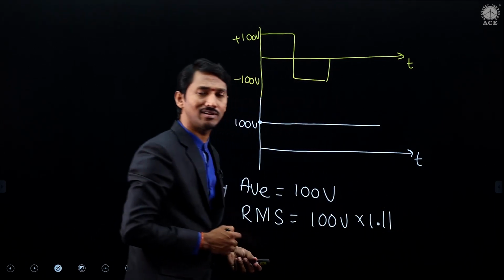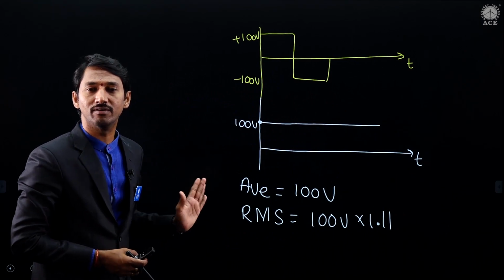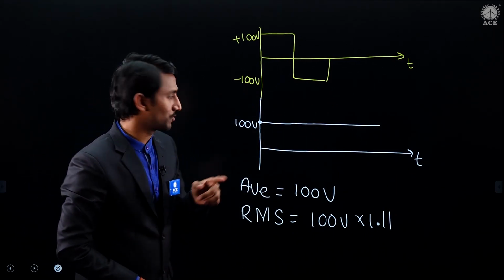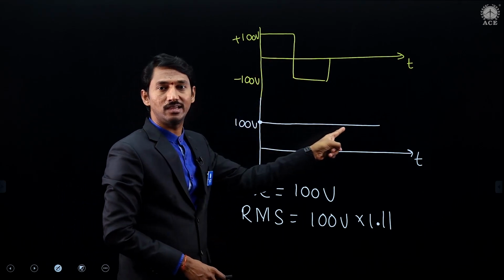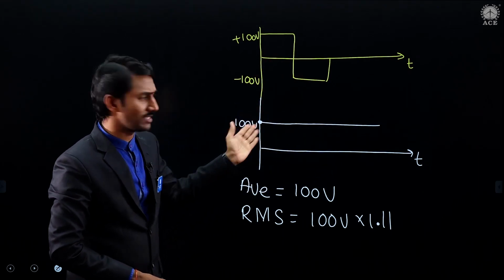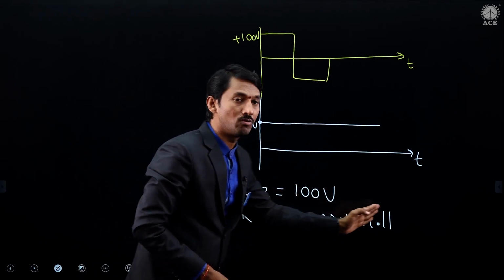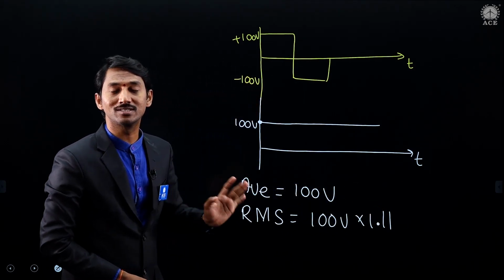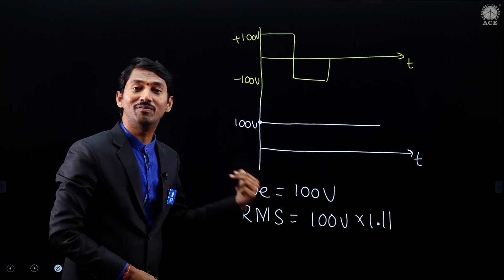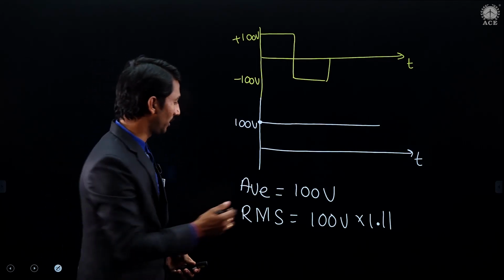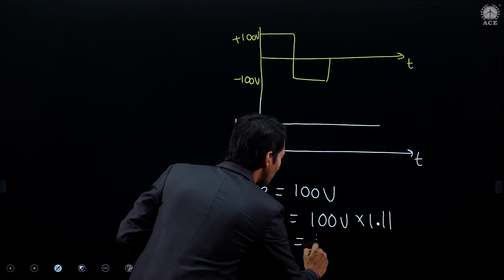Sir, why 1.11? If nothing is given, we need to treat it as a full wave bridge rectifier only. That's why I have taken both the cycles as rectified, and here the form factor also I'm taking as 1.11, by treating the given rectifier circuit as a full wave bridge rectifier circuit. So therefore, what can be the value now?